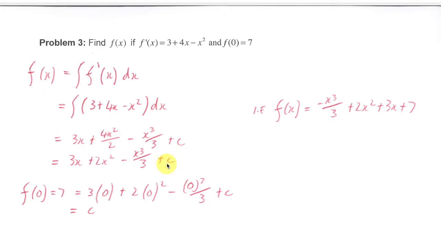Notice I've got my plus c, the unknown constant. I need to solve for that. I'm now going to make use of this fact. f of x is equal to 7 when x is equal to 0. So f of 0 is 7, so we have the f of x equaling 7 here, and I'm going to substitute x equaling 0 for everything. And you can see that we end up with c equaling 7.